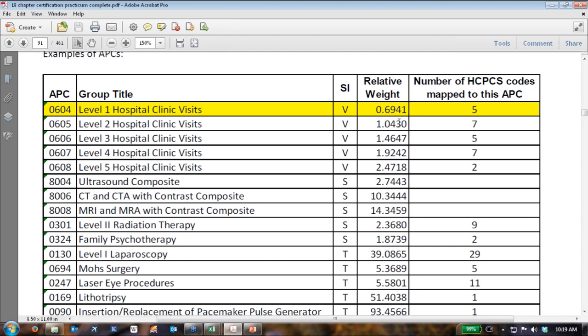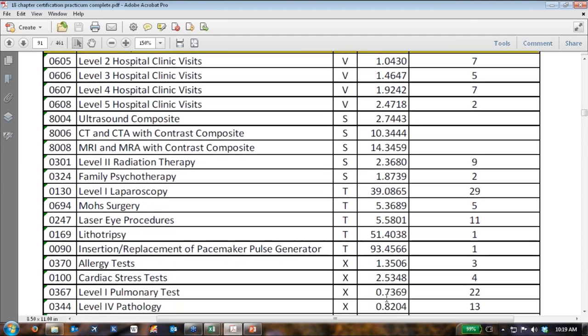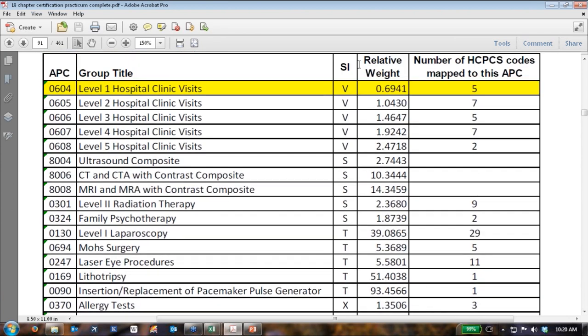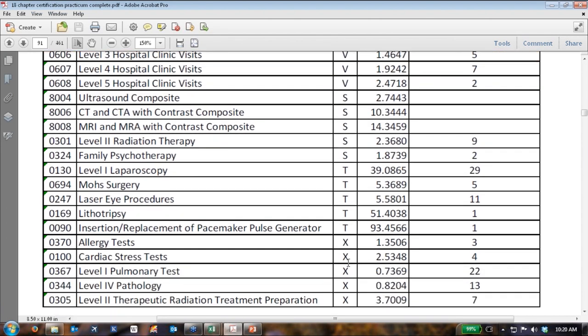This is going to pay about $70. This is going to pay maybe $100 this next one, and so forth and so on. Notice that the highest one here is a pacemaker insertion, has a relative weight of 93. So it's worth 93 times $70 in its reimbursement methodology. So V codes with a status indicator SI of a V all get paid. S codes are significant procedures. They also all get paid. X codes are ancillary codes. They also all get paid.